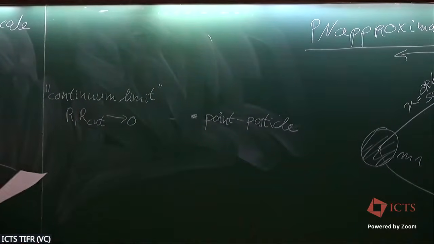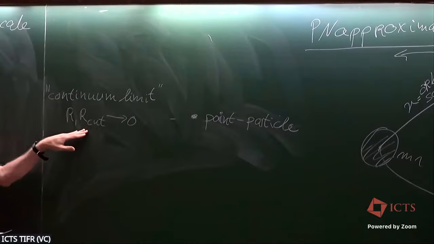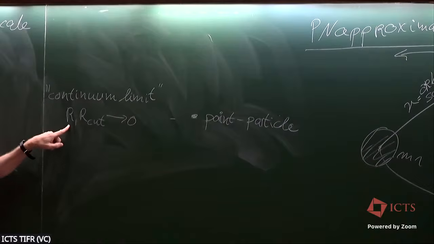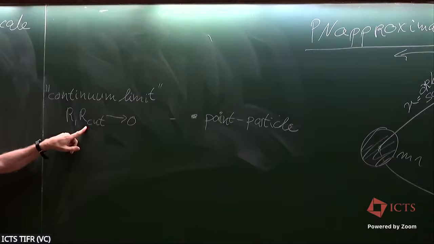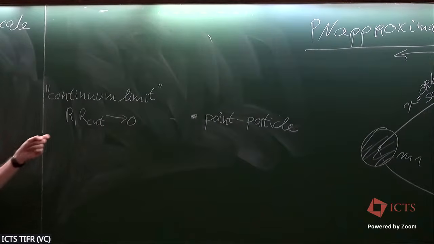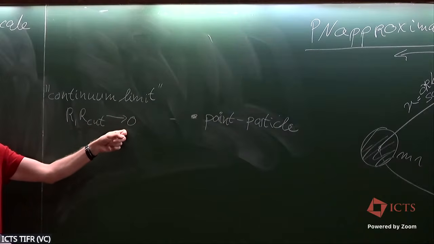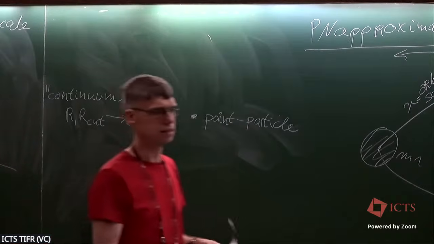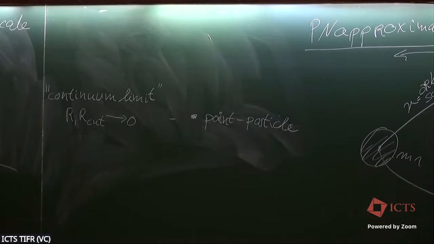But it's important to remember that physically, both the size of the body and the cutoff are non-zero. And that's important because later on one often encounters divergences in the calculation, which are related to the fact that one approximately has taken the cutoff to 0. But physically, of course, that's not the case. It's just a mathematical idealization.